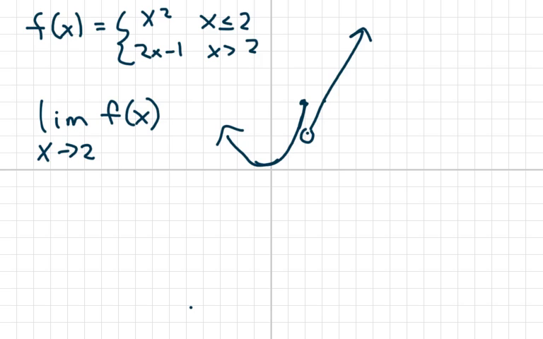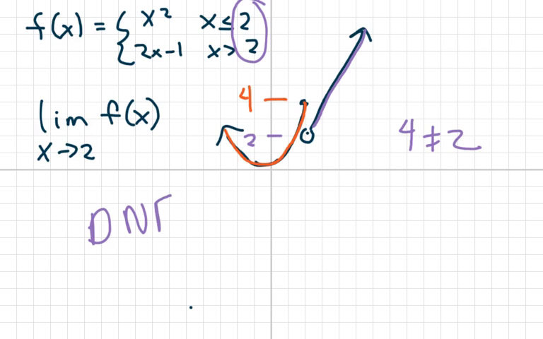Okay, the next one, the same thing happens where I graph these two functions, and we want to see what happens with this graph as x approaches 2. So if we're coming from the left side, we hit 1, 2, 3, 4. And from the right side, we hit 2. Since 4 does not equal 2, the limit does not exist.